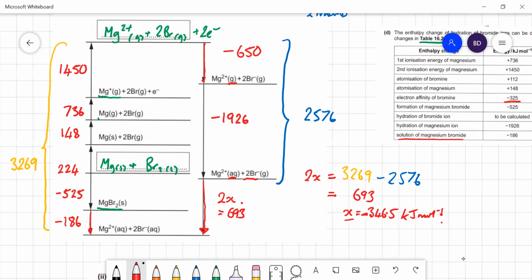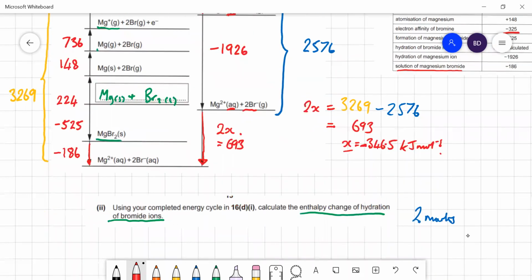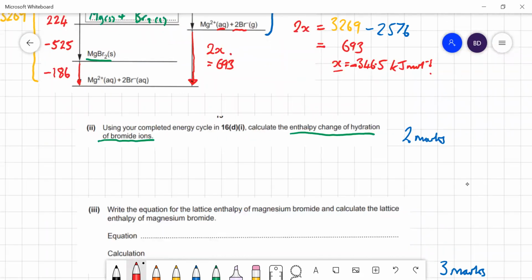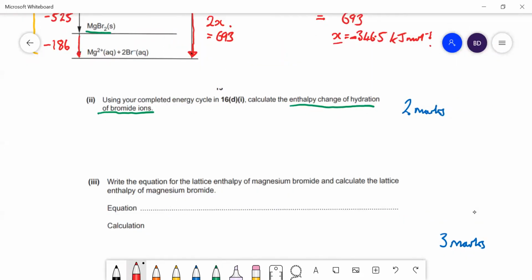Now, the next bit of this question is tricky. First of all, it says write the equation for the lattice enthalpy of magnesium bromide. So I think it wants lattice enthalpy of formation, and then it says calculate the lattice enthalpy for 3 marks. So the lattice enthalpy of formation is: you've got Mg2+ ions in the gaseous state, really important to get the state symbols, and 2 moles of bromide ions, again in the gaseous state, and that is going to give us magnesium bromide solid. That is the equation there.